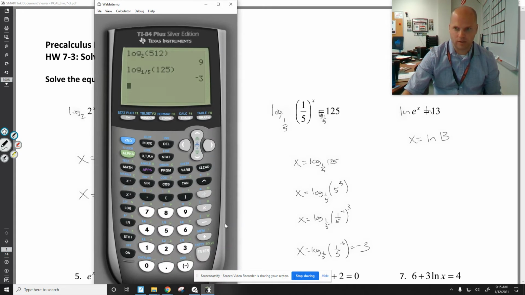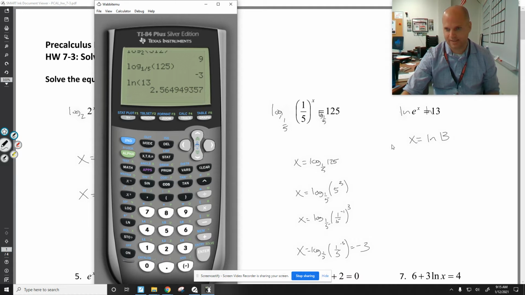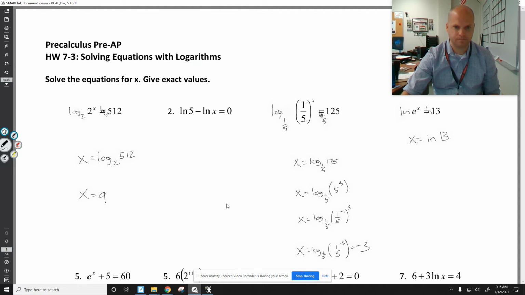So just kind of showing you what I just said. If you're using your calculator and you get a decimal, that's not an exact answer. This would be considered your exact answer. X equals the natural log of 13. This is not simplified into any fraction or anything like that. You just leave it like that.